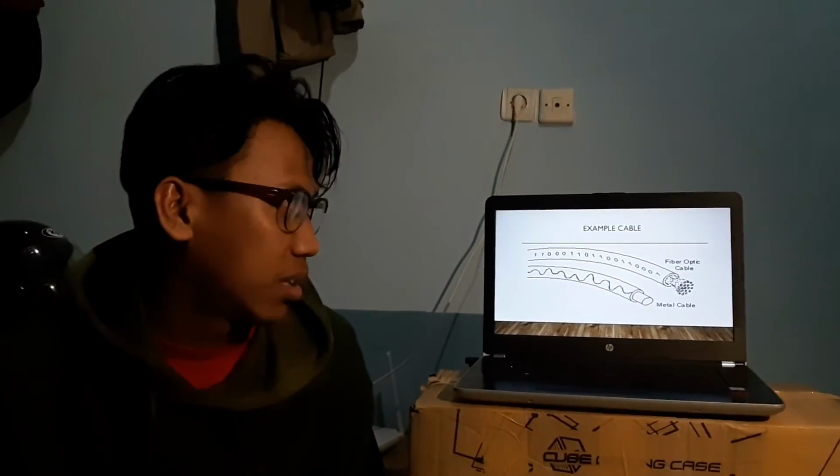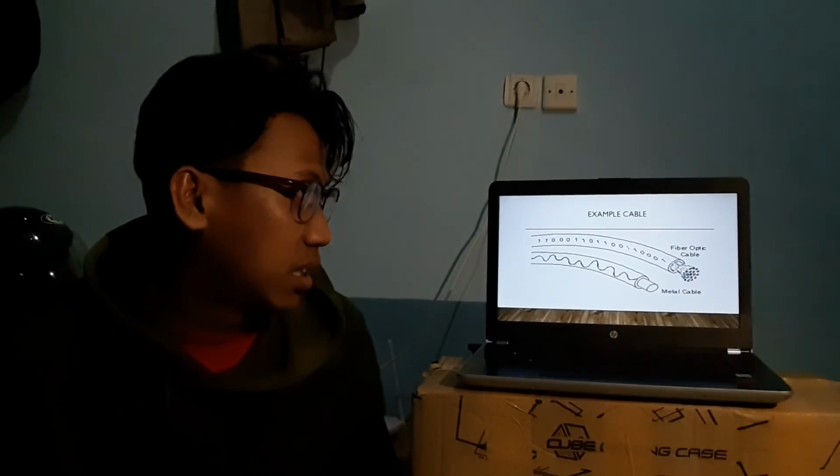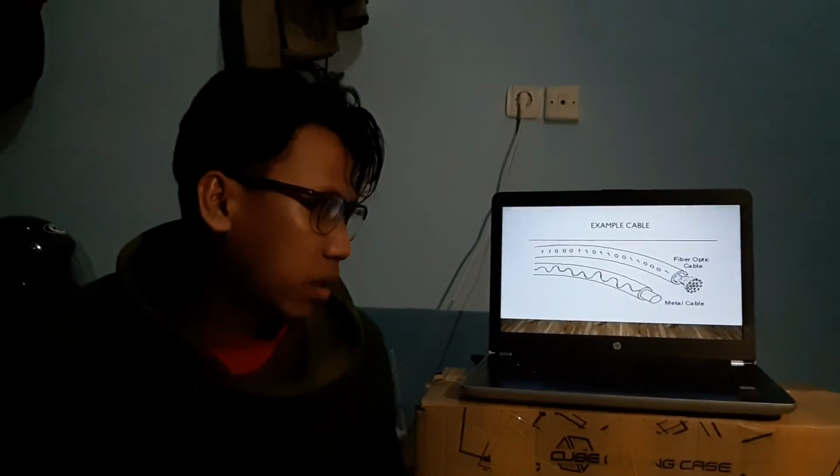Here is an example of a cable. This is an example of a fiber optic emitter cable.